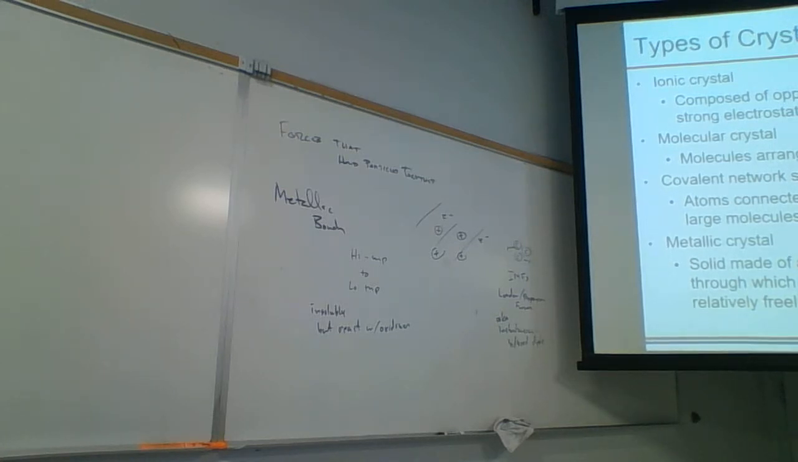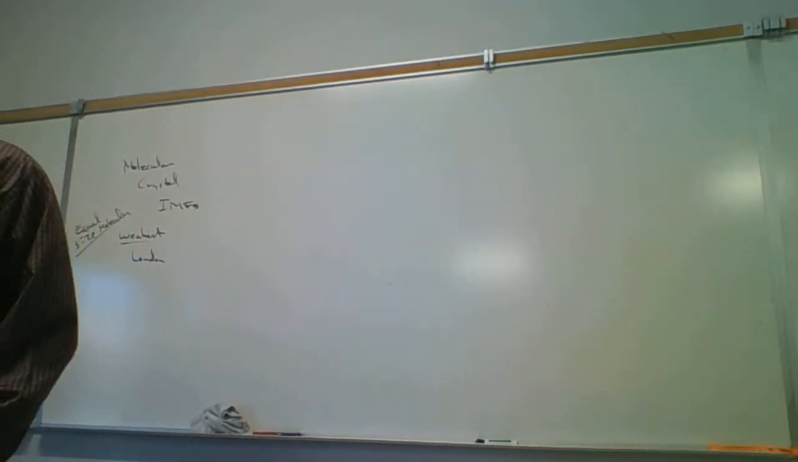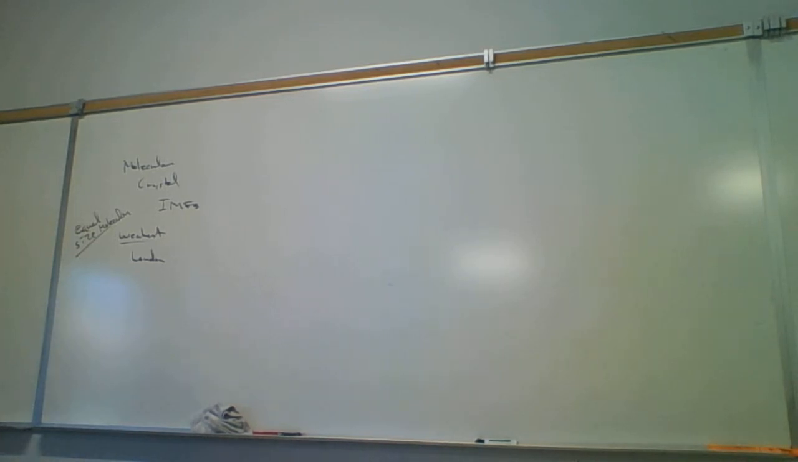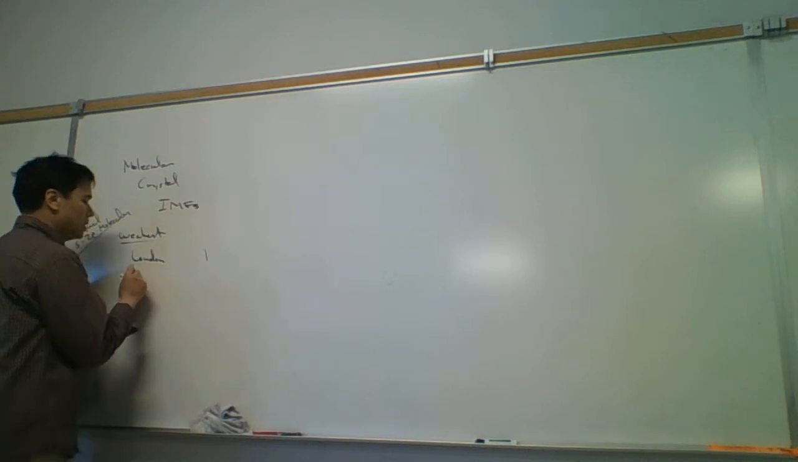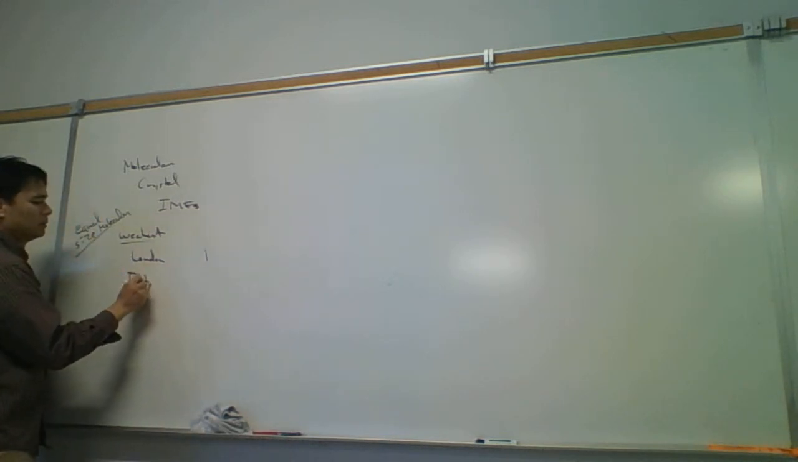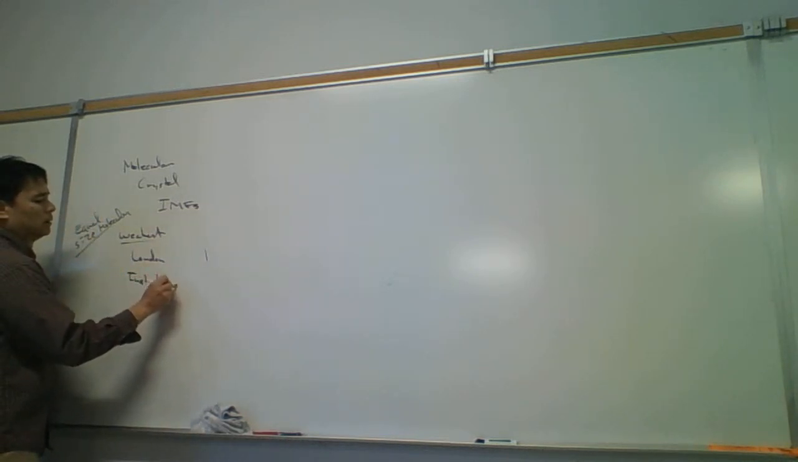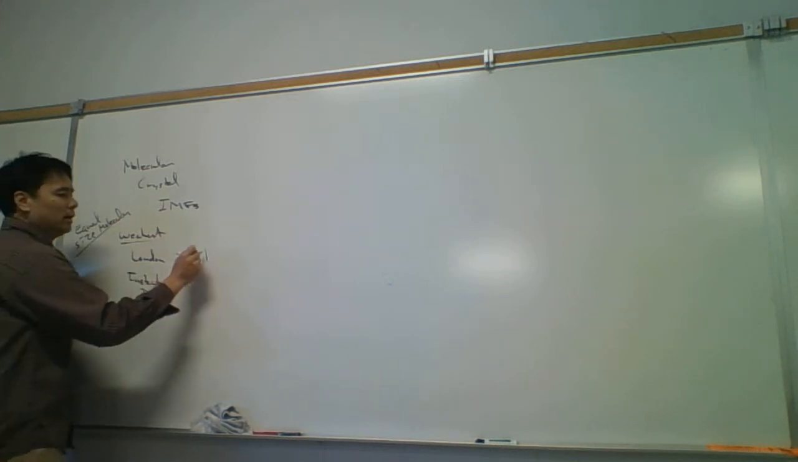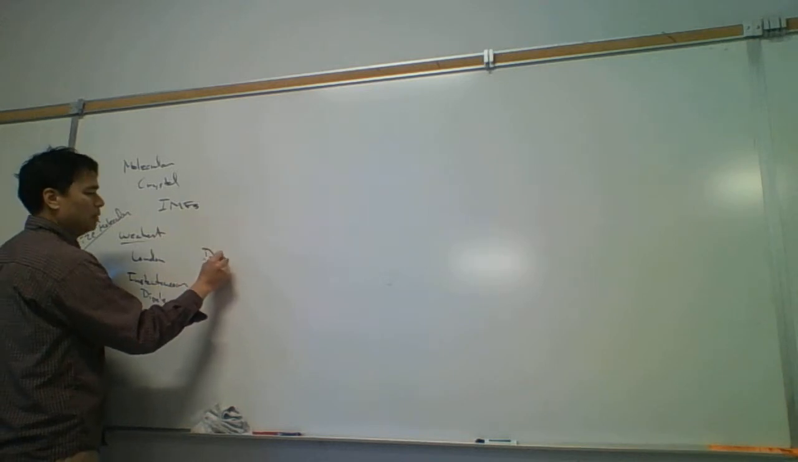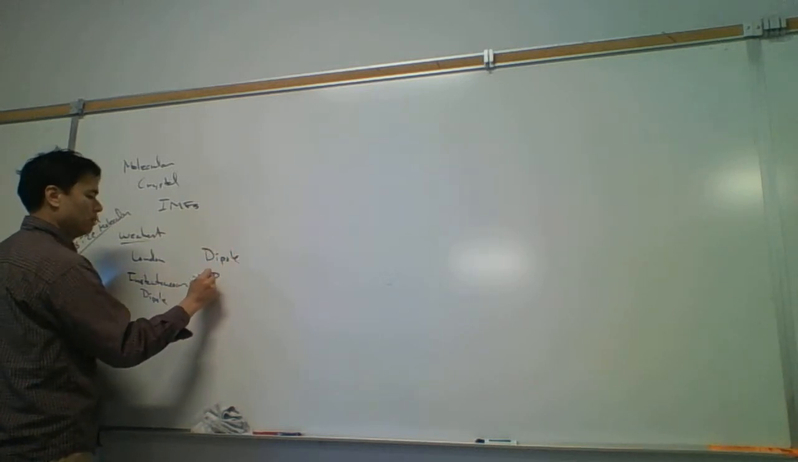There are other names for London. What are the other names for London? Instantaneous, induced dipole, and one more, dispersion. And so the weakest are London, and then the next one is, these are instantaneous dipole. Then comes dipole. These will have a permanent dipole.